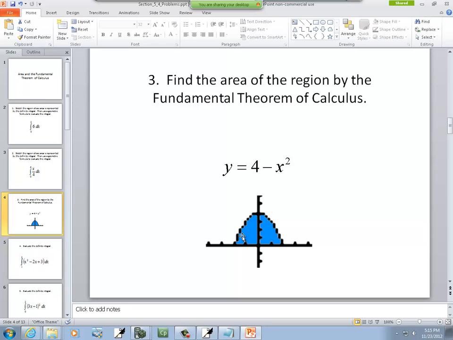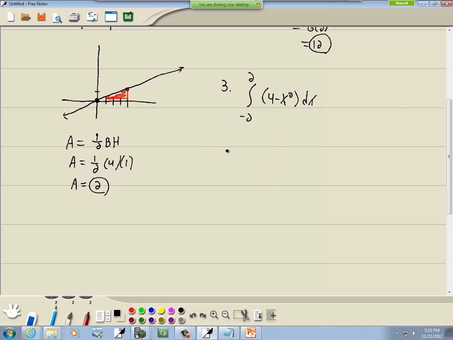Now, this is actually an even function. So I could just find half of it and go from 0 to 2, and then multiply it times 2. But I'm going to go ahead and do it this way. Okay. Well, we find the integral just like normal. So 4 becomes 4x minus, we add 1 to our power and divide by our new power. So it becomes 1/3 x to the third, from -2 to 2.